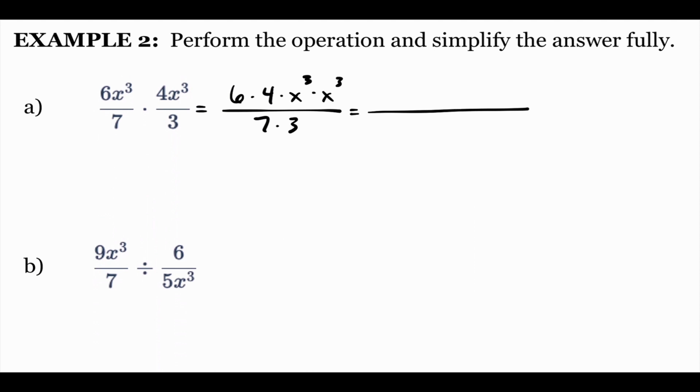Next, I'm going to do the same thing I did before, break them down. 6 is 3 times 2. 4 is 2 times 2. And then x to the 6th is just x times x times x times x times x times x, 6 times. 7 and 3 can't be broken down. They're done. Look for what you can cancel out.